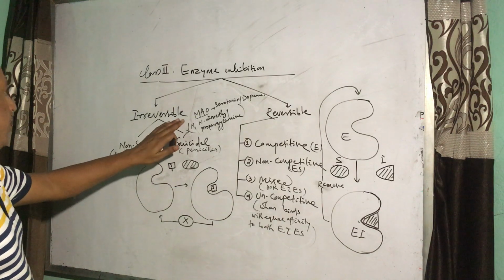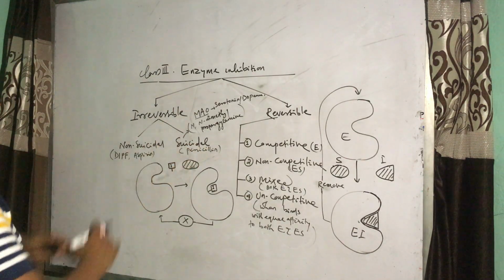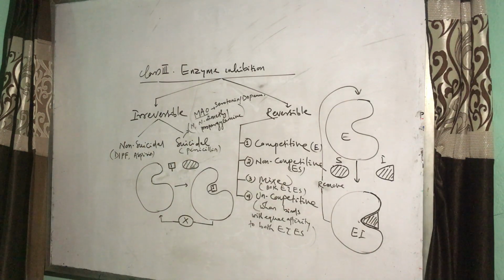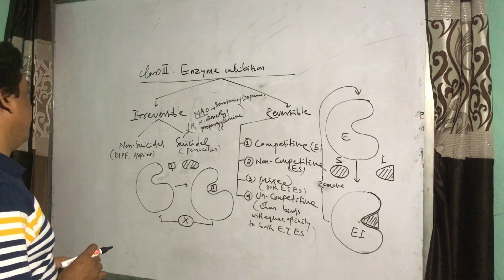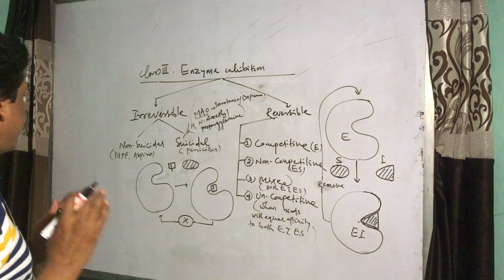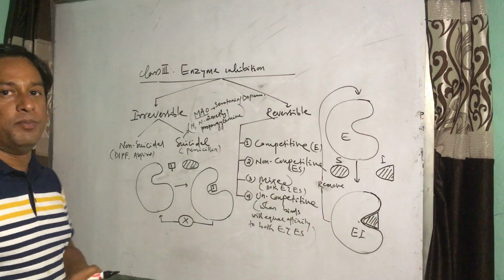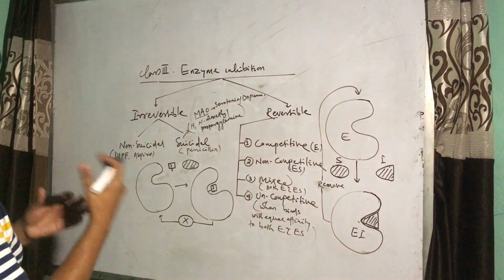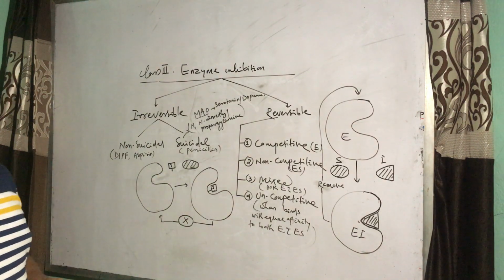So this irreversible inhibition can be divided into two categories based on their mechanism of action. One type of irreversible inhibition is non-suicidal. Non-suicidal inhibitors are the amino acid modifiers, where the inhibitor binds to the enzyme and permanently modifies the enzyme.